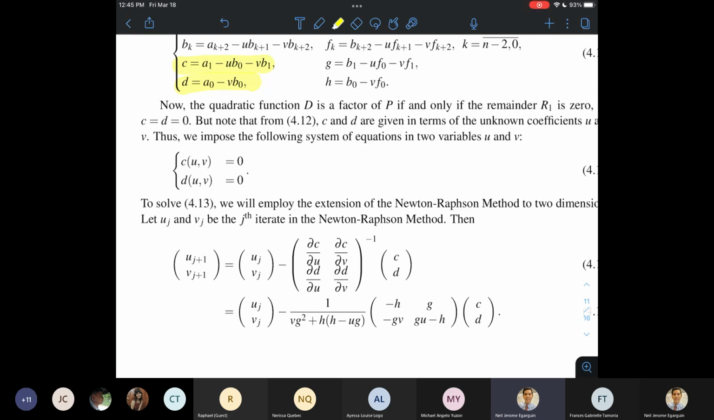Gusto ko yung C ay 0. Gusto ko yung D ay 0. Pero ang problema ko, ano yung U at V? So essentially, what we'll do is to treat C and D to be functions of U and V. All right? Function of two variables.